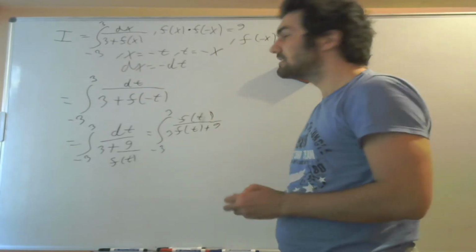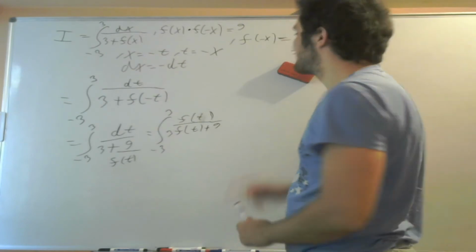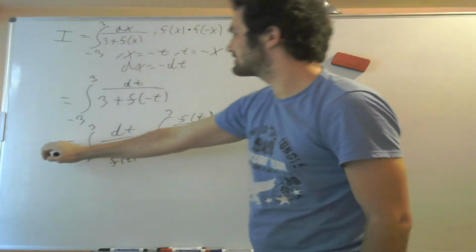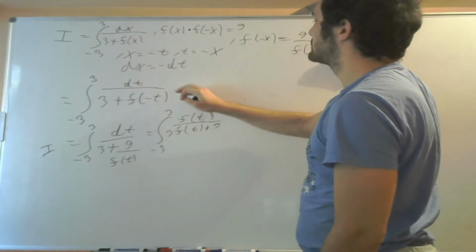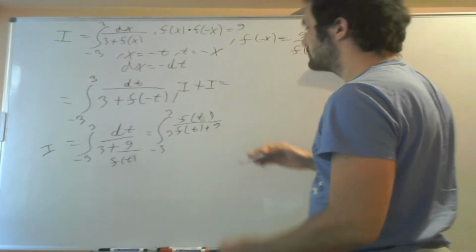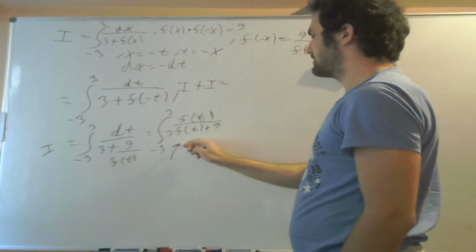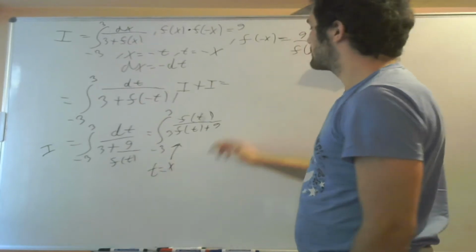And let's try to add those two integrals. You will see the magic in a second. So I will call this integral I, and this one is also I. So let's add those two integrals. Before I do that, let's change the variable name from t to x, but it doesn't change anything.